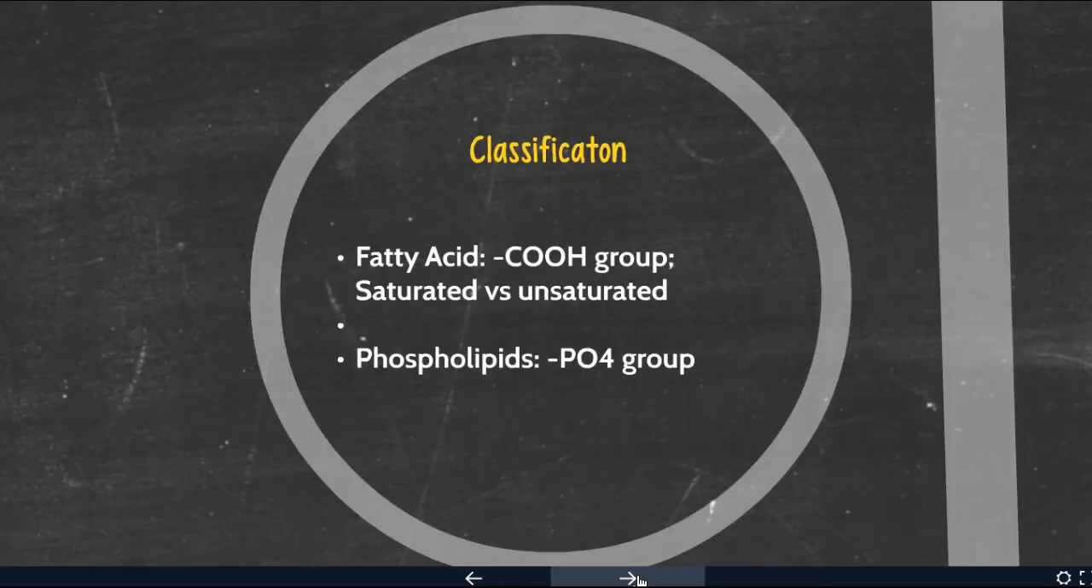And in terms of classification, there are basically two. The monomer for a lipid is going to be a fatty acid, and there are saturated and unsaturated fatty acids. And then phospholipids would be a polymer. So monomers, fatty acid, phospholipids is the polymer.